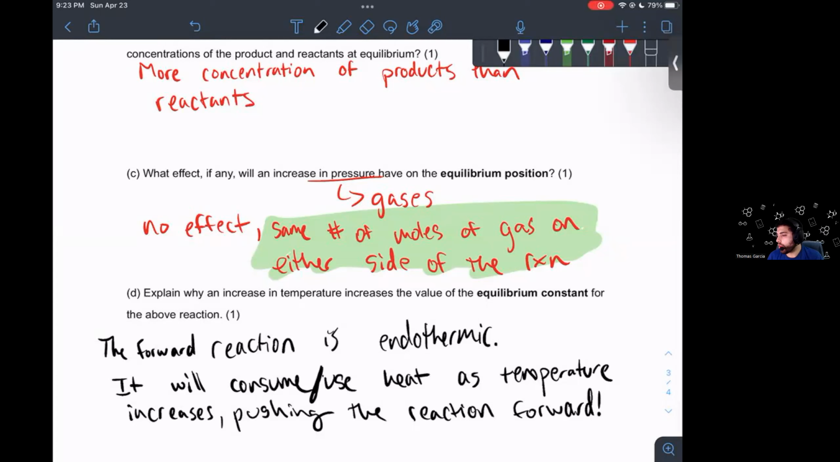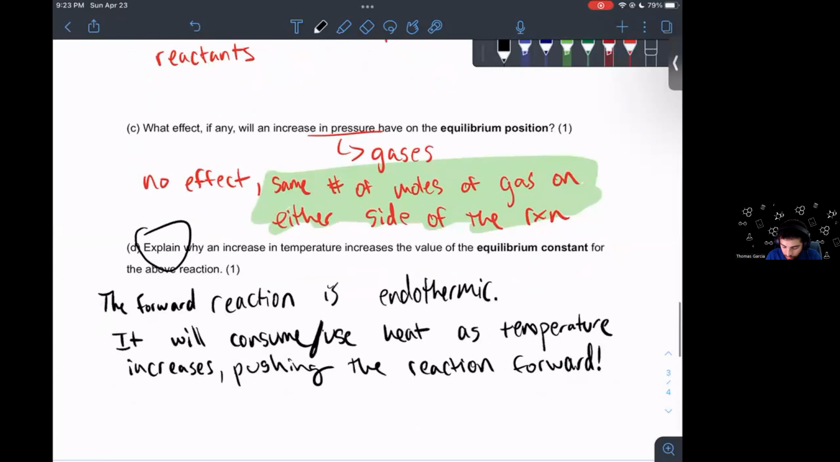So just make sure that you explain this one fully because this one says explain. So you will only get the points if you actually say that it will consume or use heat as the temperature increases, pushing the reaction forward. Oh, no, we're good. It does tell us that it increases the equilibrium constant, which means I have not finished this answer. It will push the reaction forward.